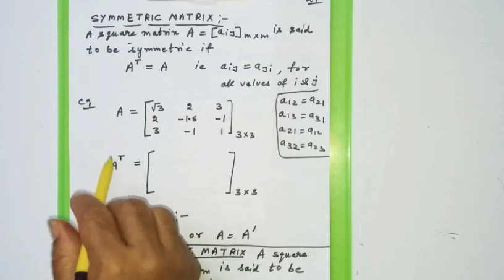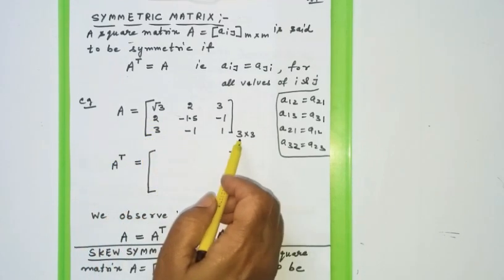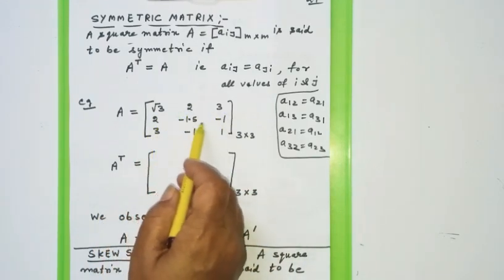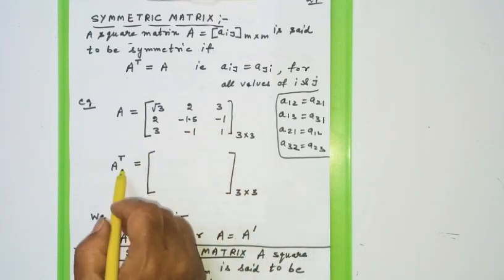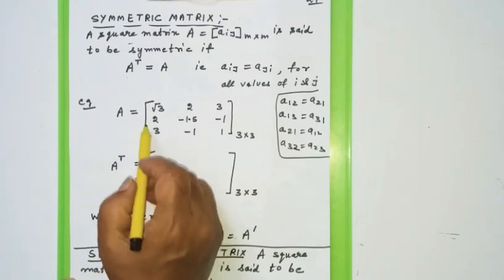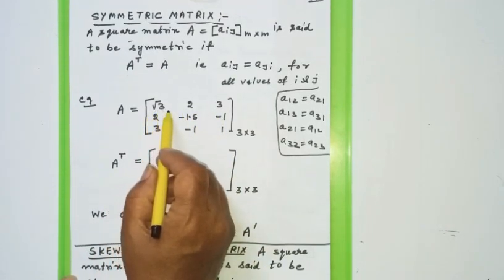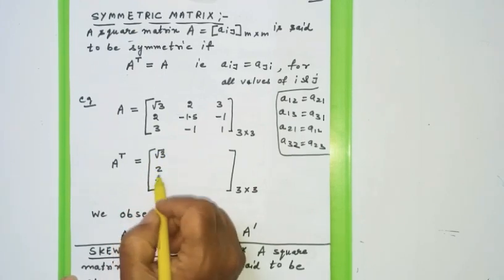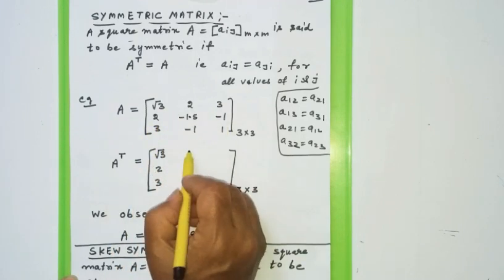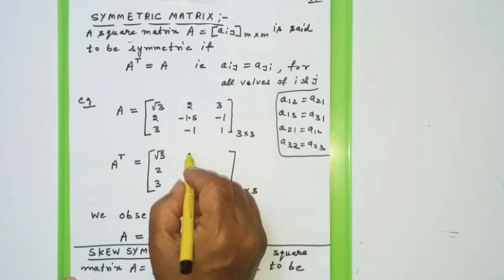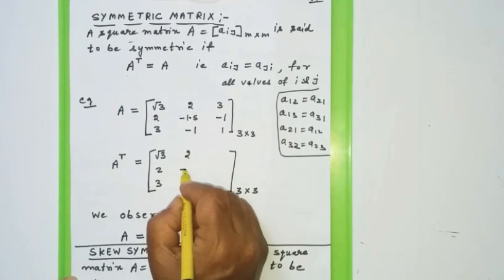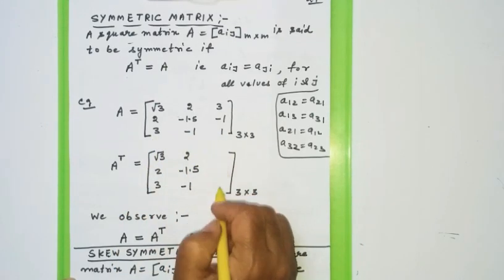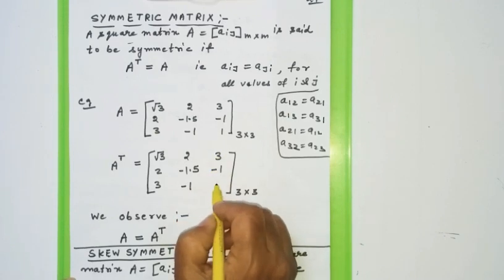So let us take one example. If I take a matrix A, a square matrix whose order is 3 by 3, with rows root 3, 2, 3; 2, minus 1.5, minus 1; 3, minus 1, 1. And if I want to write its transpose, I read the first row, root 3, 2, 3 and write it in the first column. Then I read the second row, which is 2, minus 1.5, minus 1, and write it as the second column. Then I read the third row and write it as the third column, that is 3, minus 1 and 1.